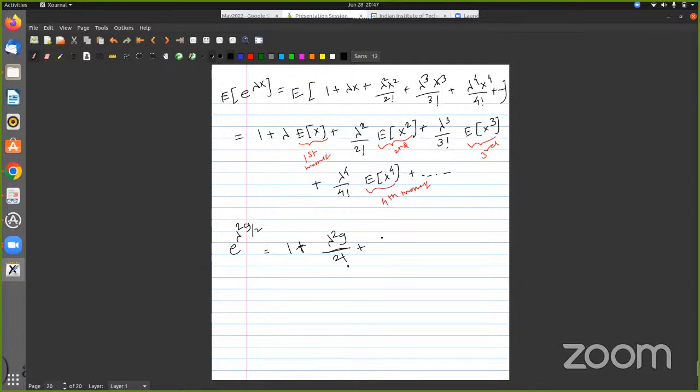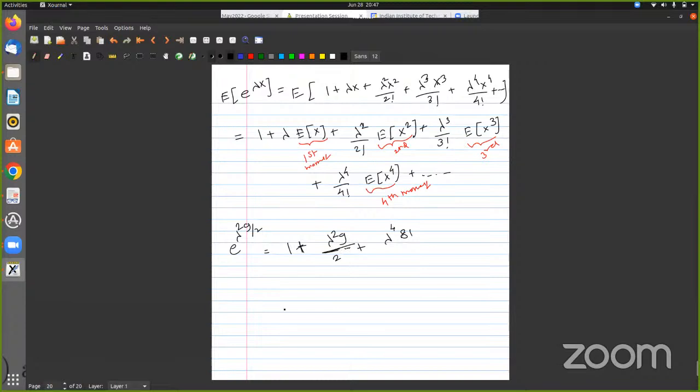So then the next one is lambda to the power 4 by 3 factorial. Sir, for the first one, it should be only 2, because of sigma square by 2. Actually, yeah. So it should be lambda square 9 by 2 upon 1, right?